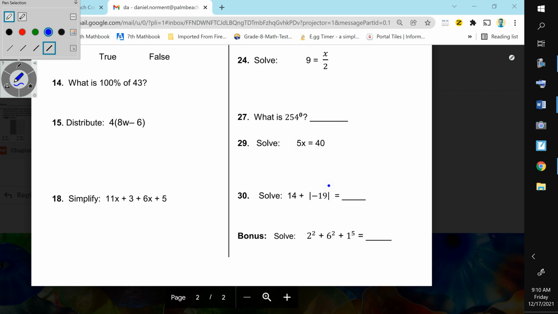Number 30, remember absolute values are always positive. Add those two, and guess what? Bonus, you're on your own.